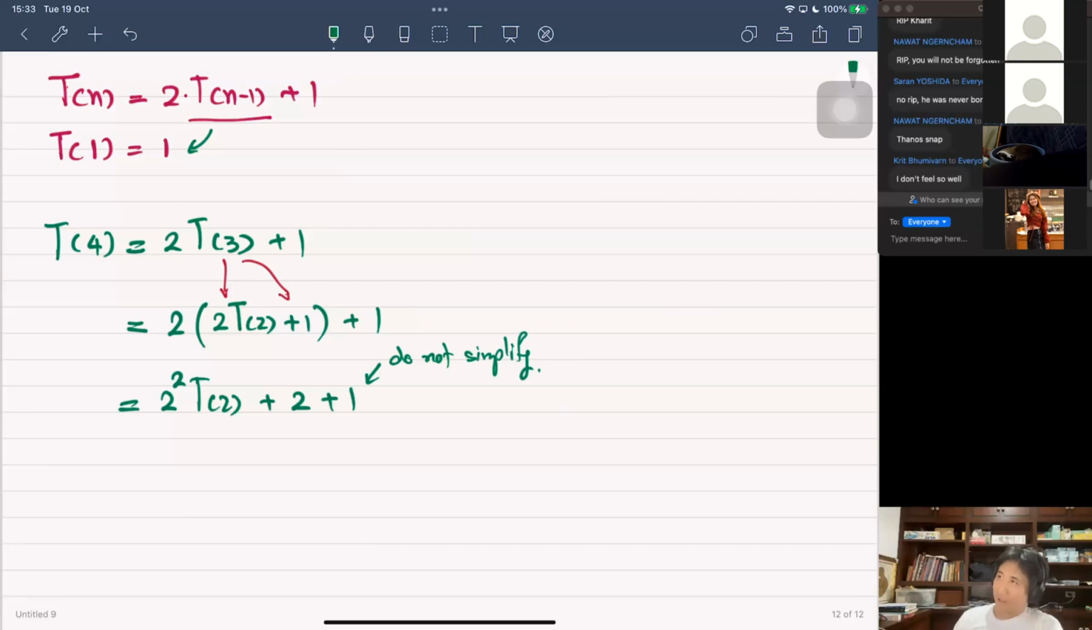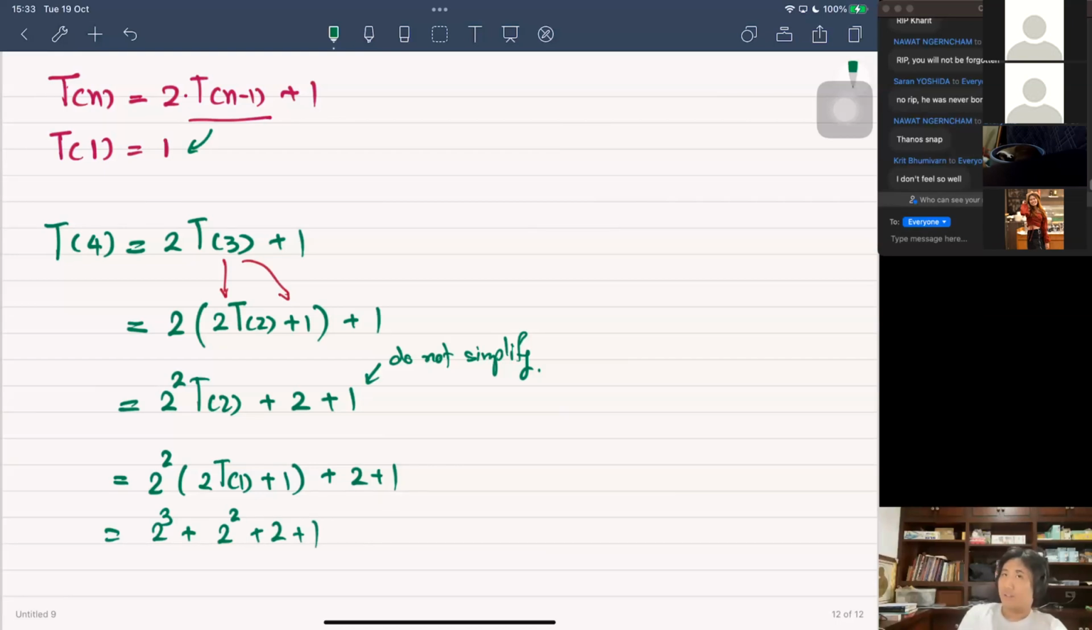This is a very important point. Do not simplify. It's so tempting to simplify, but don't. So this is going to become 2 to the second times T of 2, which is 2 times T of 1 plus 1, plus 2 plus 1. So now you're going to get 2 to the third plus 2 to the second plus 2 plus 1.